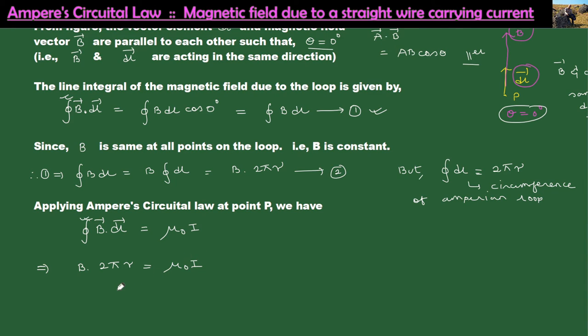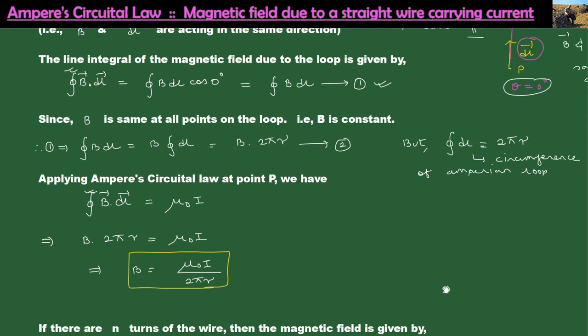So from here we can write that B will be equal to mu naught I divided by 2 pi r. This is our expression for the magnetic field due to a current carrying wire, obtained by applying Ampere's circuital law. This is our derivation.